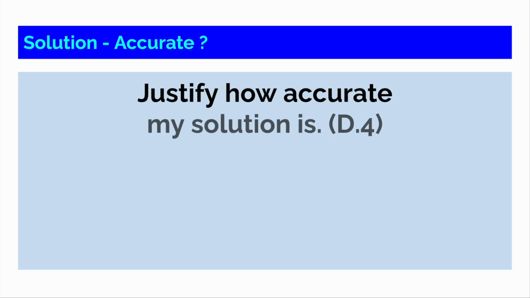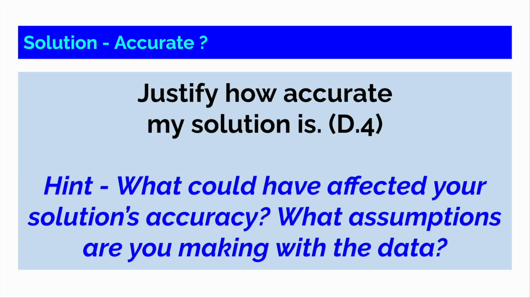D4 is the accuracy of your solution. How accurate is your proposed solution? There are 2 parts to it. First, you could talk about what could have affected the accuracy of your solution. For example, are there any approximations or are there any rounding off? For example, in the vertex form, if you use the decimal version for a value, your solution will be less accurate. If you use the fraction version, then the solution will be more accurate.